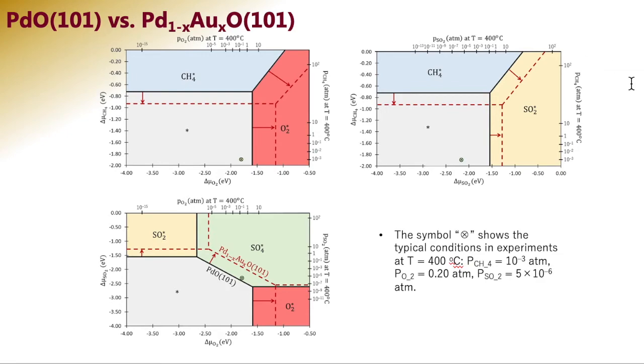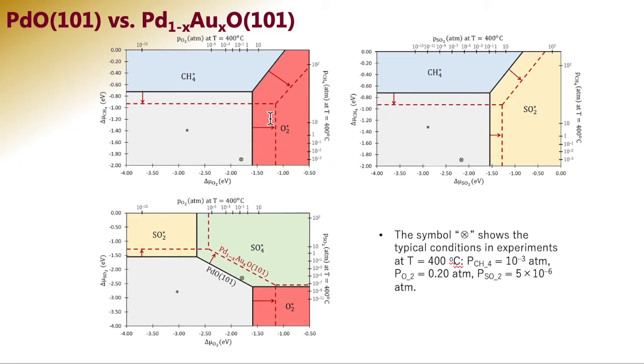An SO2 decorated surface is easier to form on pure palladium oxide than on palladium gold oxide surface, requiring an SO2 partial pressure greater than approximately 0.5 atmosphere at a temperature of 400 degrees Celsius. However, it is noted that at typical experimental conditions, the concentration of SO2 in the input gas is very small, yielding an SO2 partial pressure of only about 5 × 10⁻⁶ atmosphere at 400 degrees Celsius.